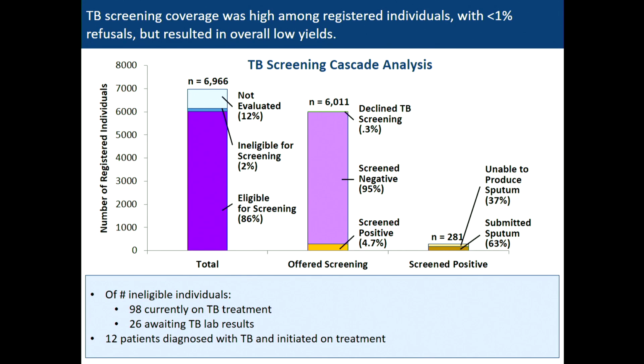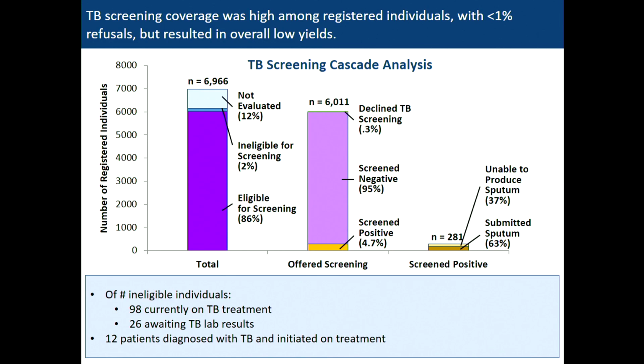On our TB screening results, of the 7,000 who were registered at the events, we were able to assess 88%, of which 86% were eligible for TB screening. Those who were ineligible were either currently on TB treatment or awaiting TB lab results. Of those who were eligible for screening, only 0.3% declined to be screened, and we screened around 5% as having TB symptoms, and 95% as not requiring further evaluation for TB.